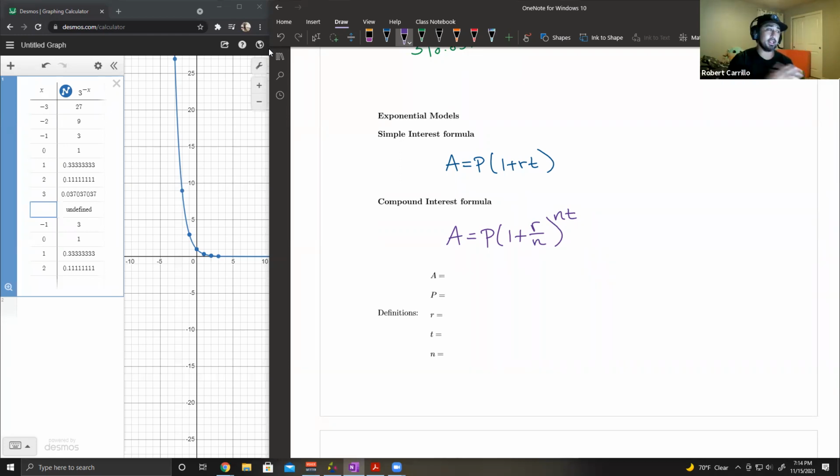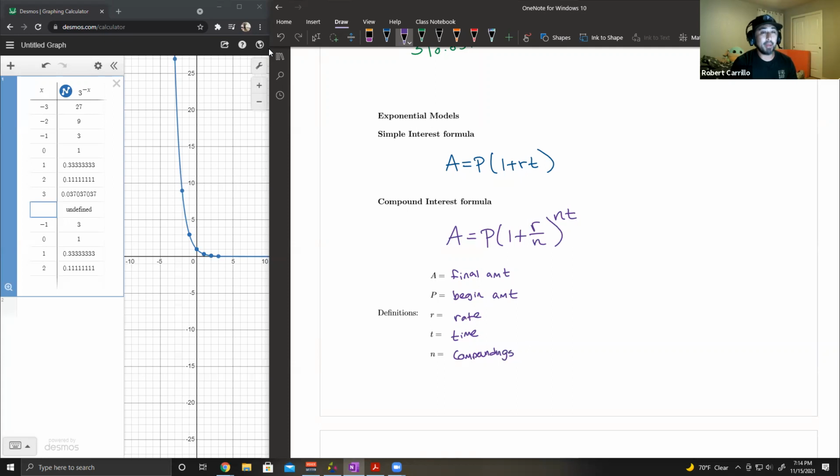So now to put labels on everything that you see, A is always the final amount. P is always the beginning amount. R is for rate. T is for time. And N is for the number of compoundings.